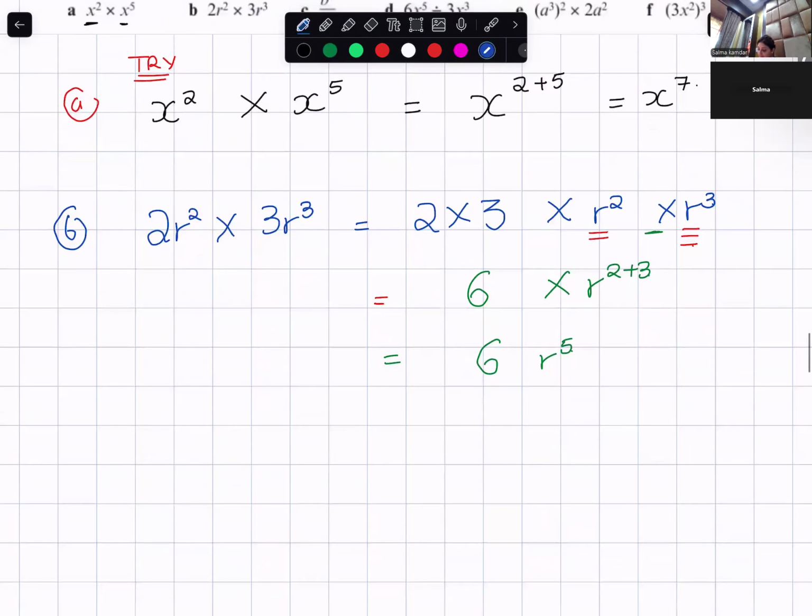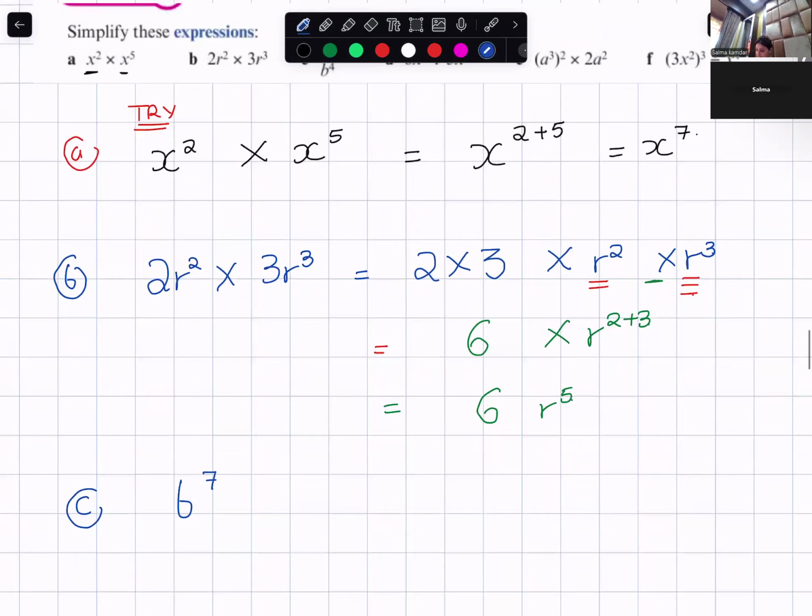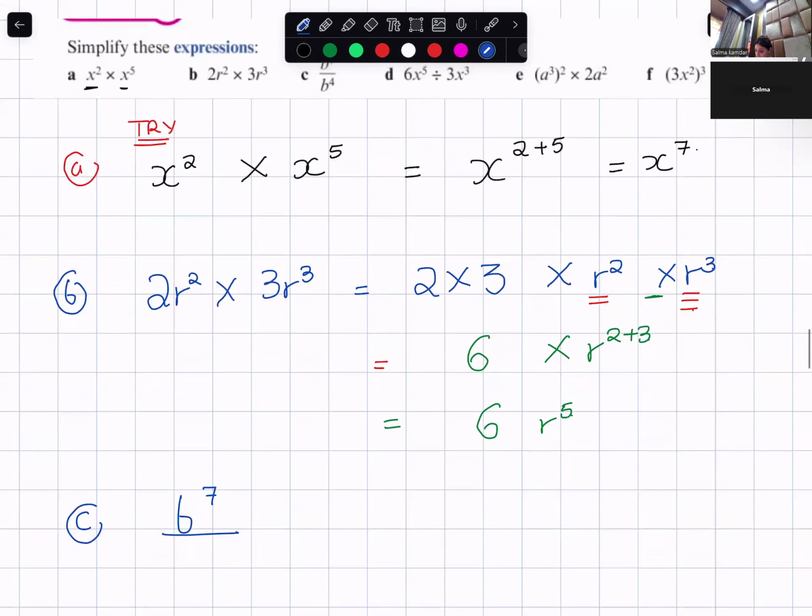Okay. Let's take the next example, the C1. b raised to 7 divided by b raised to 4. Check. Is the base same? Yes. Division means subtraction, so it will be b raised to 7 minus 4. So it will become b raised to 3.